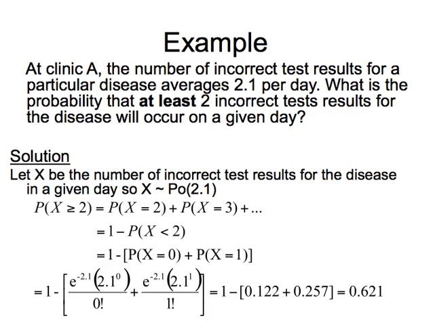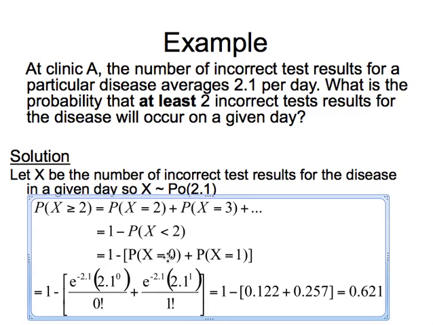Now, to work this problem out, remember all the probabilities must add up to 1. So instead of working out the probability when X is 2, when X is 3, all the way up to infinity, we will work out the probability that X is equal to 0 and 1, and then take those two probabilities from 1. The sum of all the probabilities must be equal to 1. So we'll find the probability that X is 0, find the probability that X is equal to 1, sum those values and take it from 1.